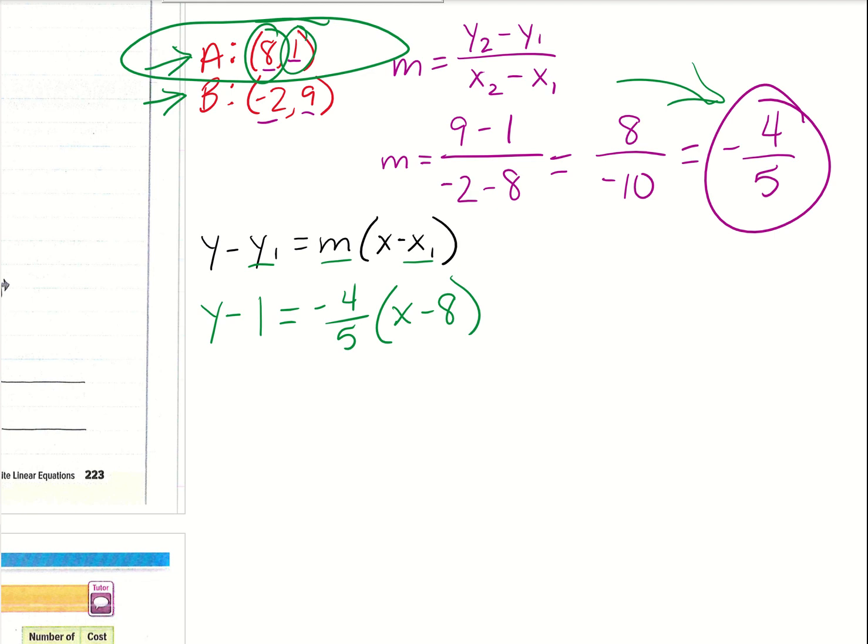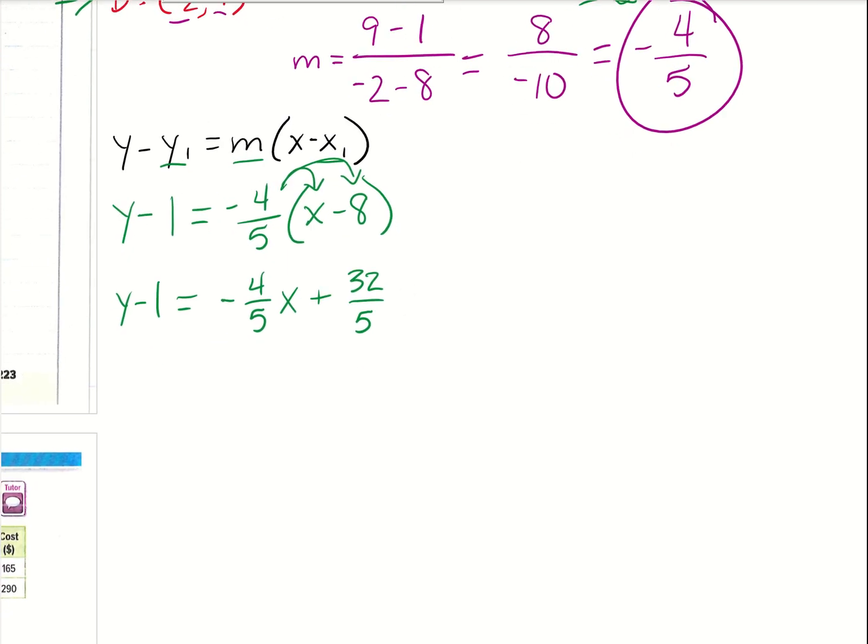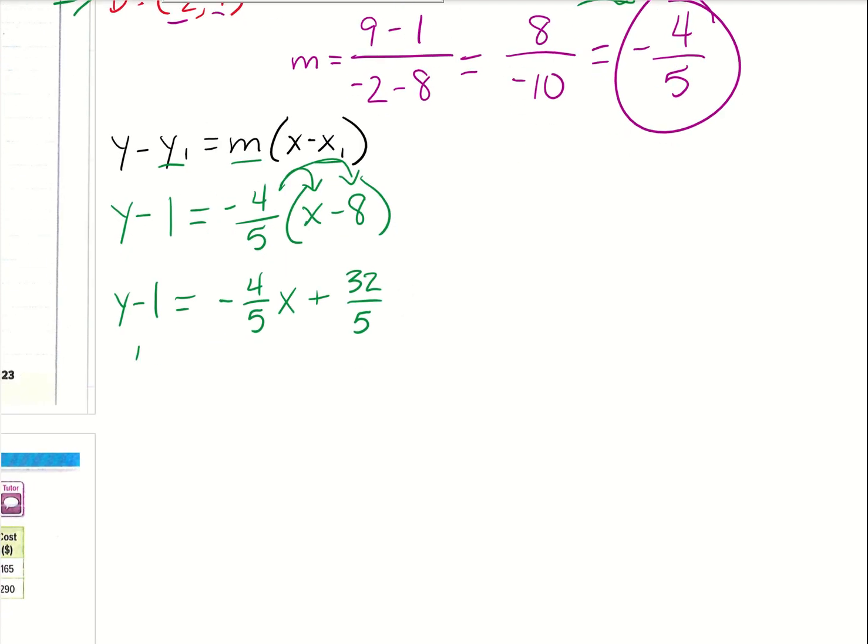Now we can simplify. So now we're back at what we did in the first example, the same exact steps. So y minus 1 equals -4/5, and then distribute. So -4/5 x, and then that'll be plus 32 over 5. And then our last step again is to add 1 to both sides. So that'll cancel there. We're left with y equals -4 over 5 x, and then plus 32/5 plus 1.